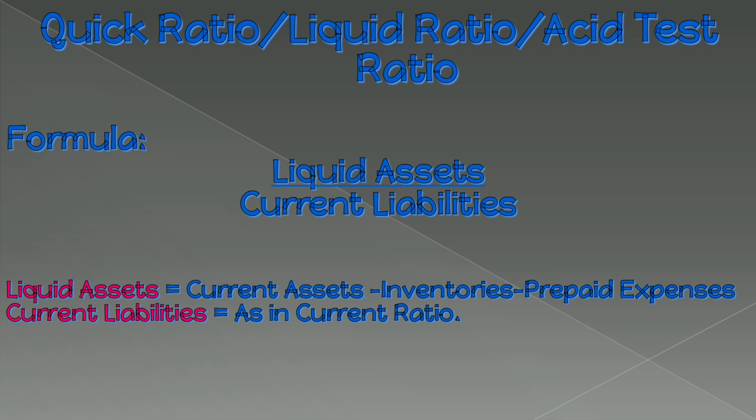And what about current liabilities? Current liabilities, as earlier discussed, total all the liabilities which have the nature of current, and they will be taken over here also. Same as we have taken in the current ratio. Now we will go through one question for better understanding. So, was the formula remembered? So simple it is.